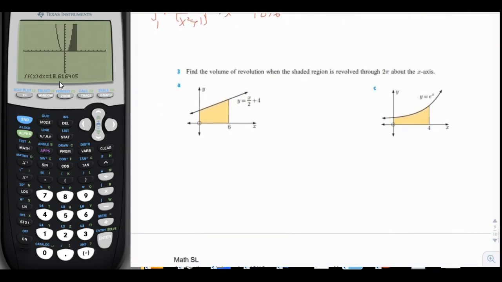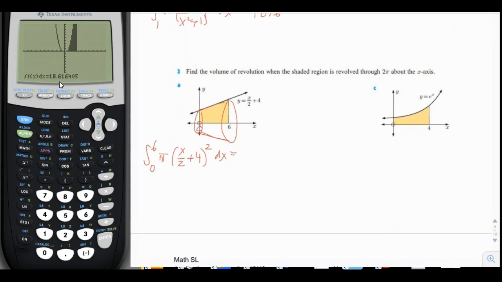Moving on. Find the volume of revolution when the shaded region is revolved through 2 pi about the x-axis. Okay, so these we don't need the calculator. We can do by hand. And when you rotate this, it looks kind of like a little cup on its side. So let's see. It's going to be the integral from 0 to 6 of the function. Oops, I forgot the pi first. Pi times x divided by 2 plus 4, radius squared, times dx, which is the height of the cylinder.